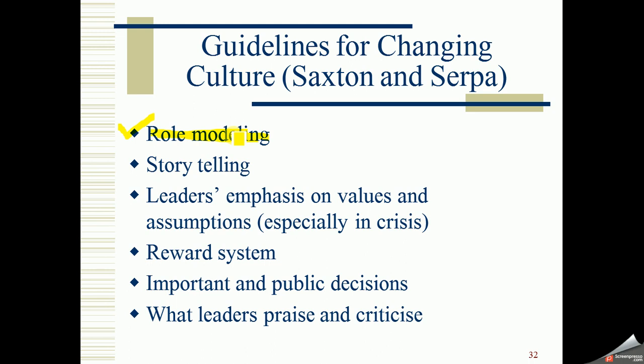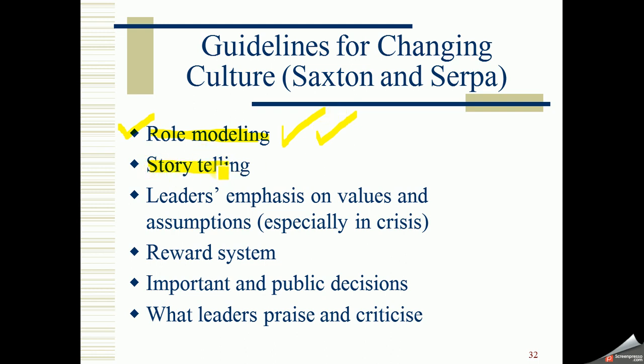If the manager is a liar, how can he expect his employees to speak the truth, right? So the employees, the lower staff, will always copy their managers. So if the managers themselves are role models, it will become a change. If the lower staff is not coming on time, definitely the manager is not coming on time, right?